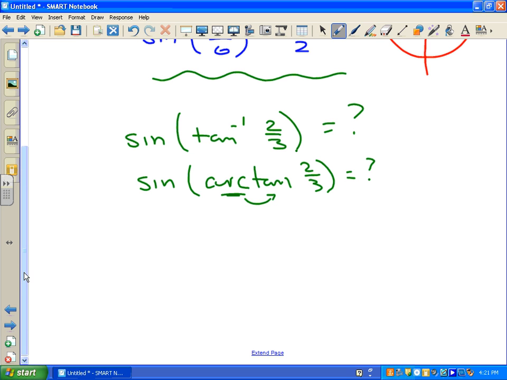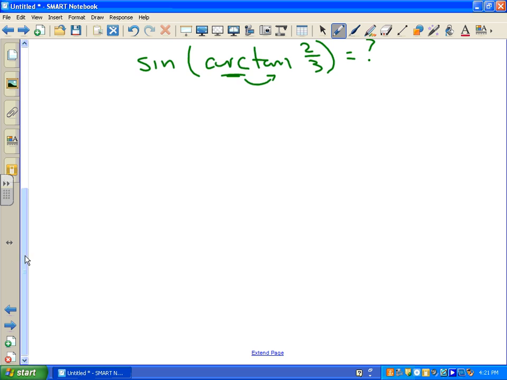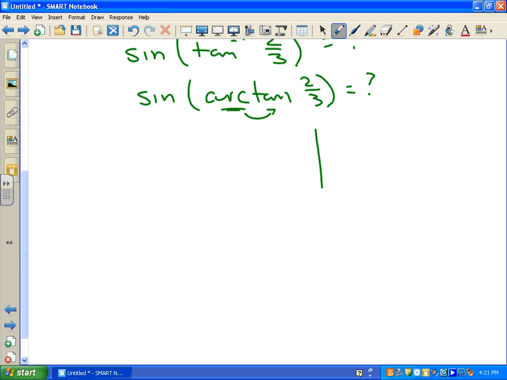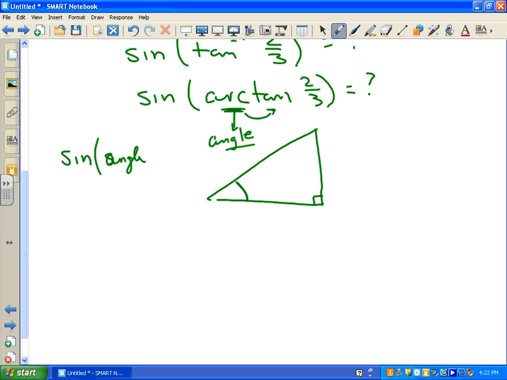Well, I'm not going to draw the unit circle this time. This time I'm going to draw a right triangle. So here's a right triangle, and here's an angle down here. And this arc, when we say arctan, can also be an angle. So we're looking for the sine of the angle that has a tangent of 2/3. Now you'll never see angle tan. It's always called the arctan.